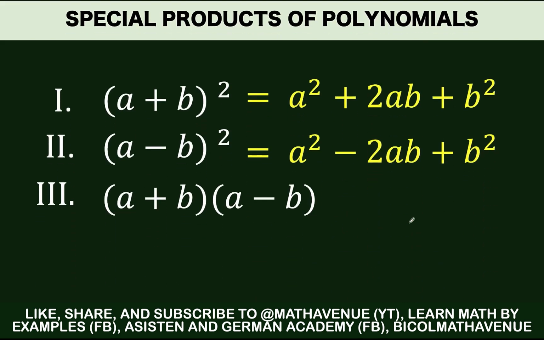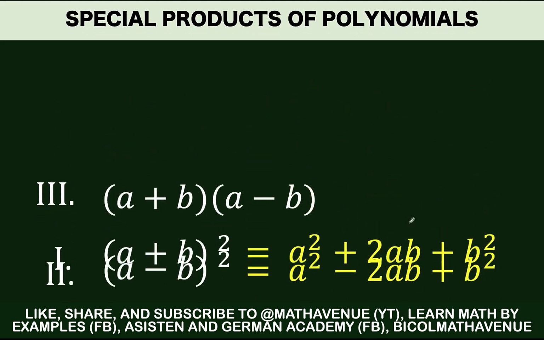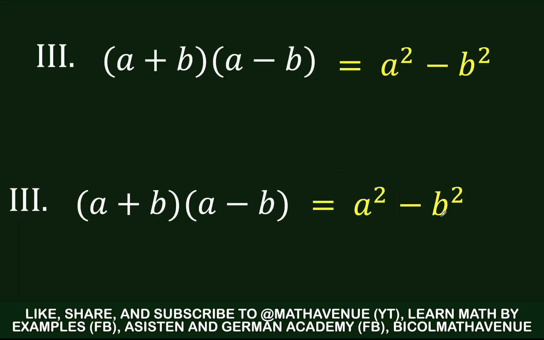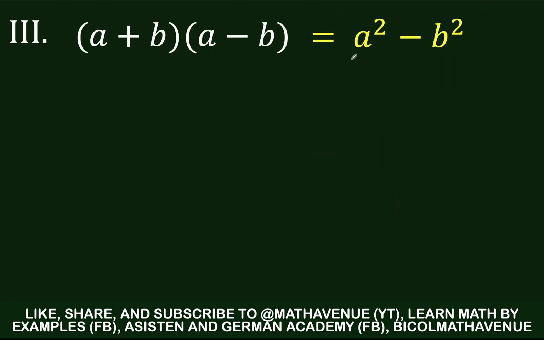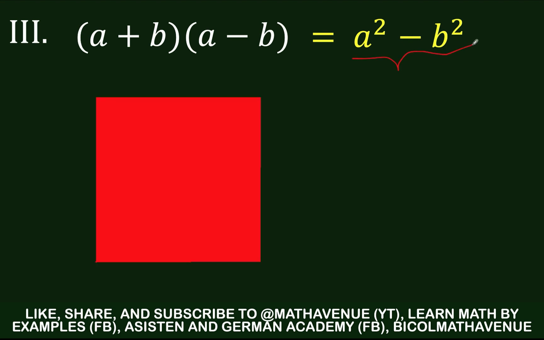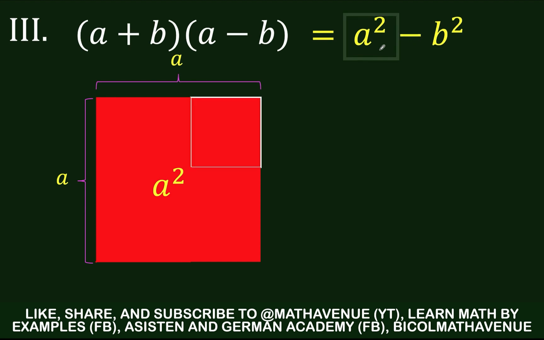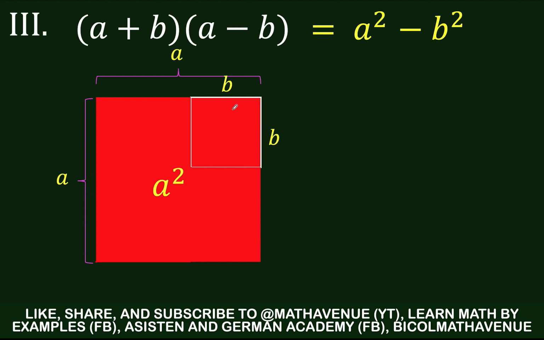Now let's proceed to the third case, the product of the sum and difference of two numbers. And this is equal to A squared minus B squared. Now to visualize this, it's easier that we start our visualization with this right side. So we know A squared, it's a square with a side length of A. So this red square is our A squared. Now B squared would be a square with a side length of b. So this part here is b squared. Now what we want to do is remove this b squared from a squared. So we are going to subtract.